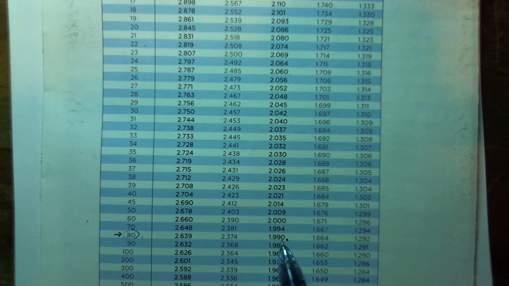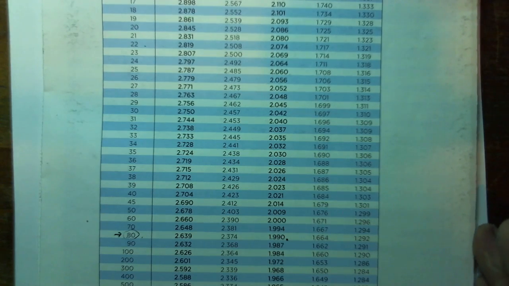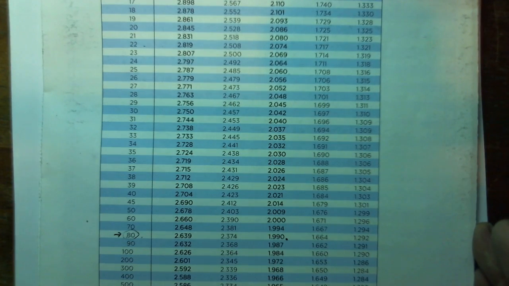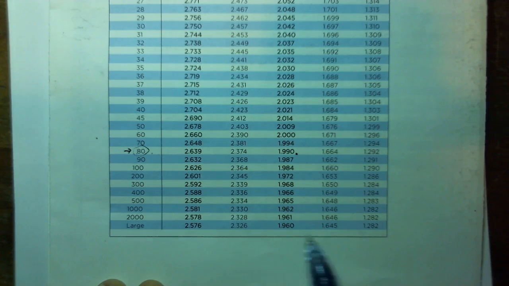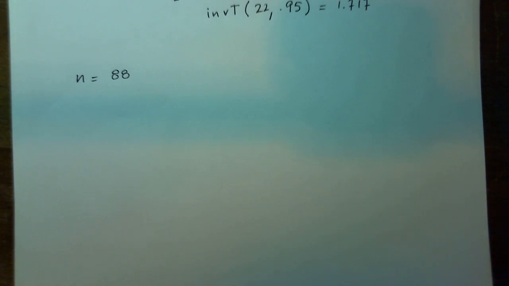So our t alpha over 2 score for a 90% confidence interval would be 1.664. You'll notice that's very close to 1.645. And down here it says for infinitely large, we just use our z alpha over 2 score. All right, so that's the nuts and bolts of finding z scores.